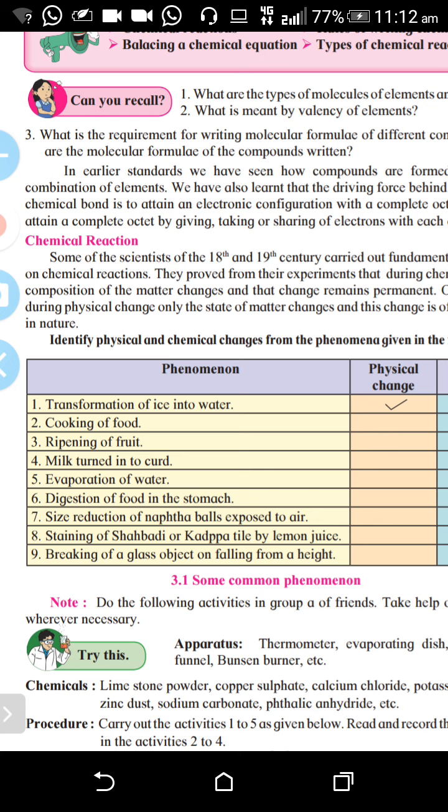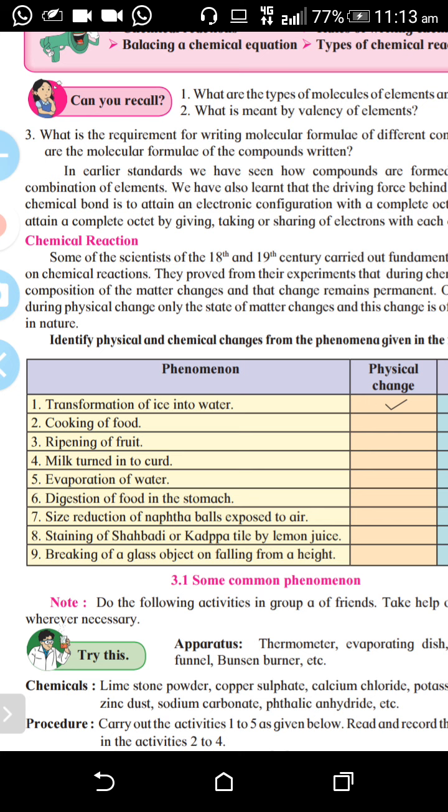Now, chemical reactions. When you are writing a chemical reaction, on the left hand side you write the reactants and on the right hand side you write the products. So what is the meaning of reactants and products? That also you should know. Okay, so what are reactants?